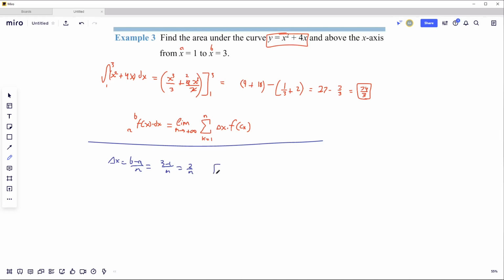The easiest way to find ck, which is what you need to find next, is to use the intervals. This is not obligatory, it's just an easy way to find ck. You start from a, so 1, then 1 plus 2 over n, and then again 1 plus 2 over n plus 2 over n, so 1 plus 4 over n, and then add 2 over n one last time.